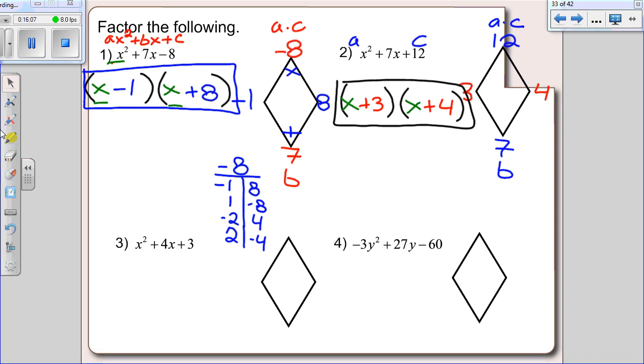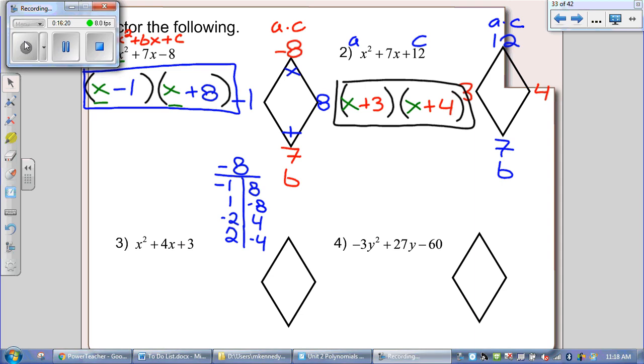Do you have any questions before I let you try one on your own? Okay, give number 3 a shot. To do number 3, we look at this. We see a trinomial. To factor a trinomial, we do a diamond. We draw out a diamond. On the top, we go a times c, which would be 3. On the bottom, we go our b value, which would be 4.